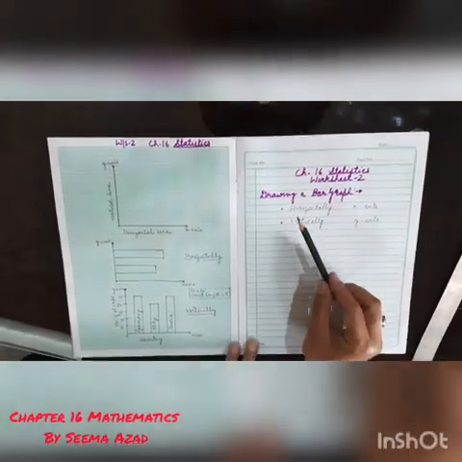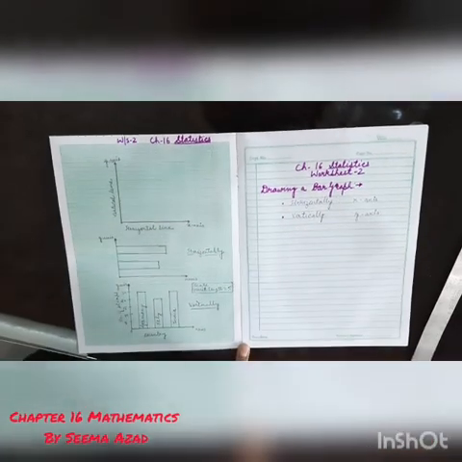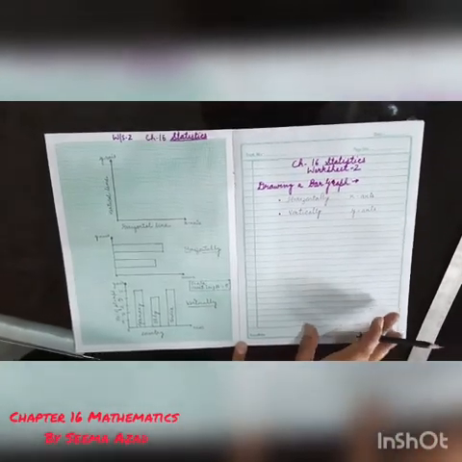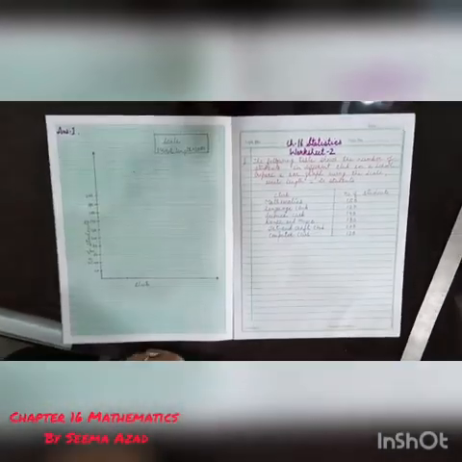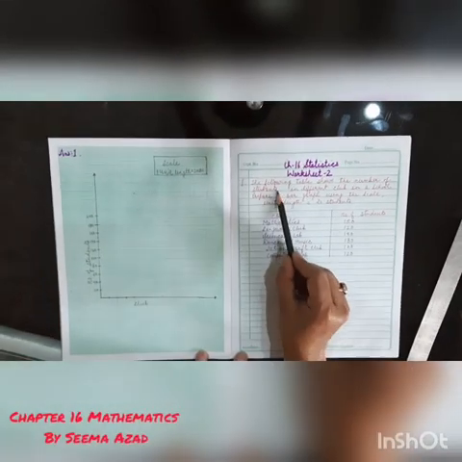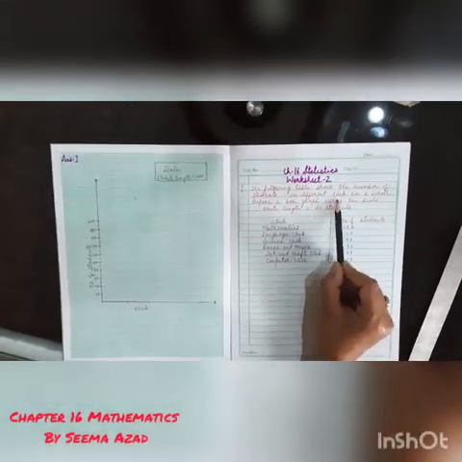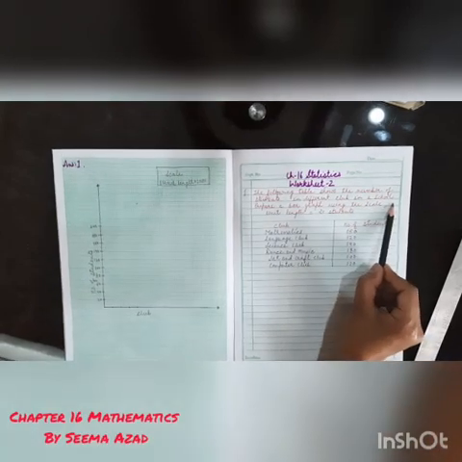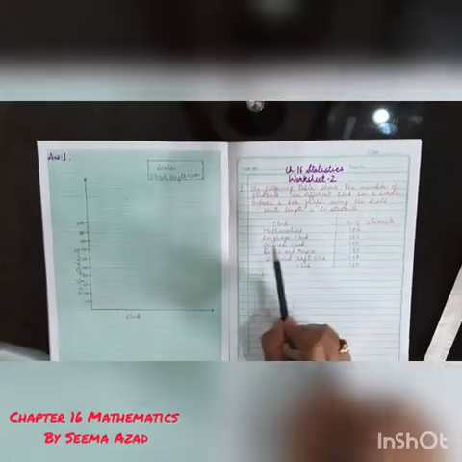Now in this module we will do the drawing of a bar graph. How do we draw a bar graph? Let us discuss worksheet 2, question number 1. The following table shows the number of students in the different clubs in a school. You have to prepare a graph using the scale.